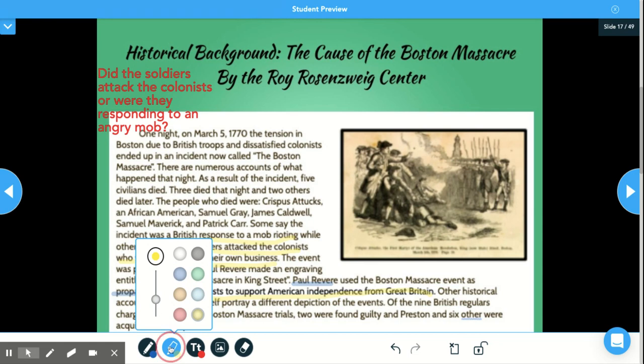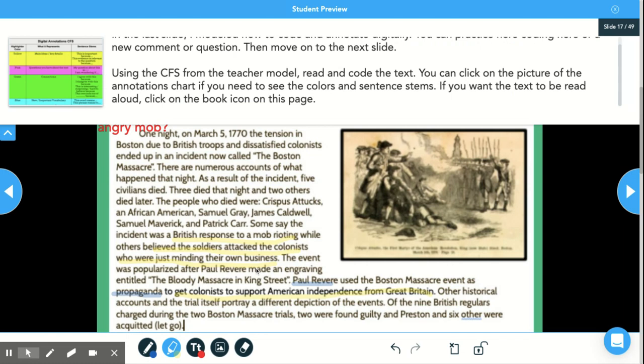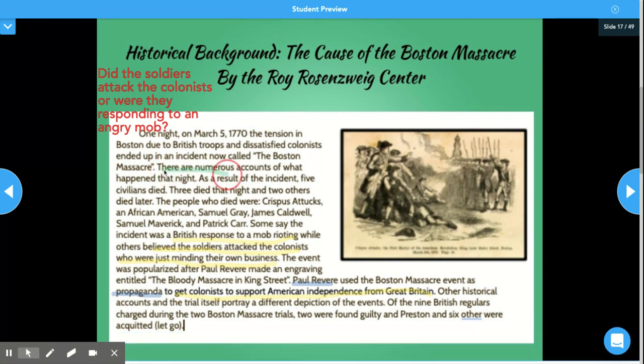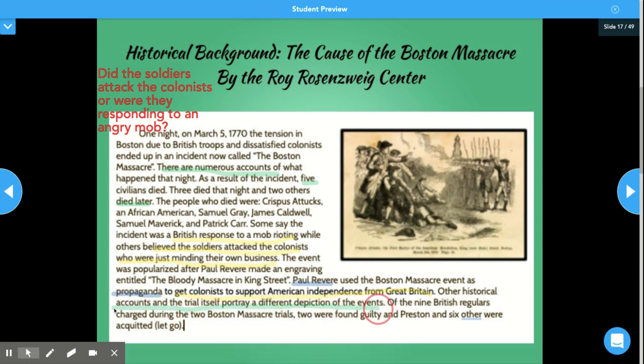Now, highlighter away. Let's go back to my digital annotations chart. I did vocabulary. I wrote a question. My question is, who started this? Was it the colonists or the soldiers? Now I'm going to make a green connection. I'm going to try to find something that is surprising or interesting to me and highlight that in green. Something that's surprising is that there are numerous accounts of what happened. 5 civilians did die. I do find it interesting that different accounts tell a different story of the events. So that is something I find interesting. I'll put a star there.